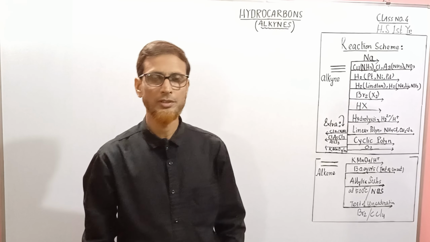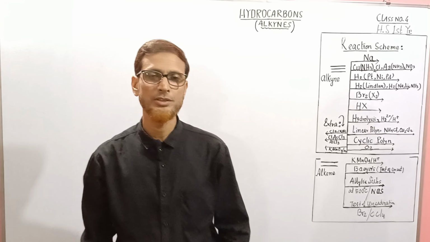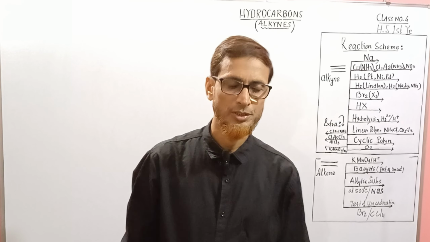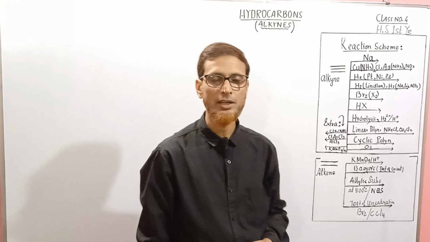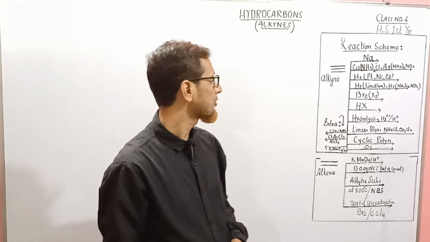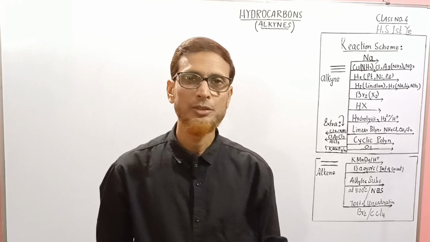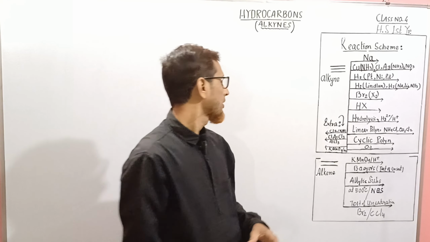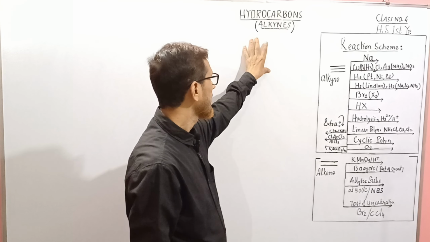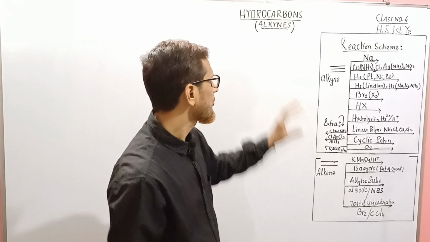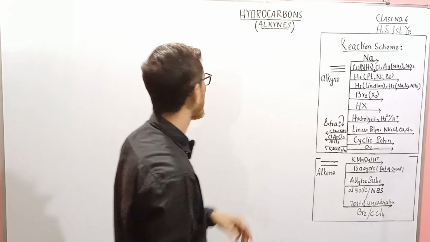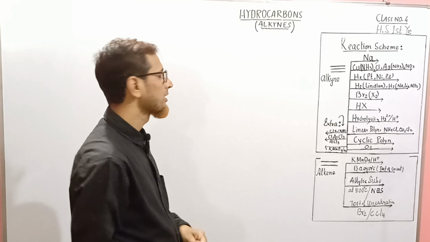Welcome to classes on organic chemistry. Today's class is class number 4. It is hydrocarbons and the part is alkynes. It is the continuation of class number 3, and today I will complete alkynes as per the scheme of the reaction. So before starting the reaction, let me explain a bit regarding alkynes.